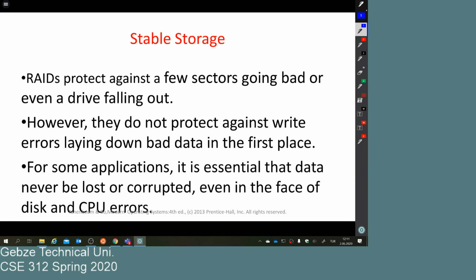So I will skip this part. Should I skip this part? Maybe I should not. No, okay. Let's look at this concept too, stable storage, because this is important.